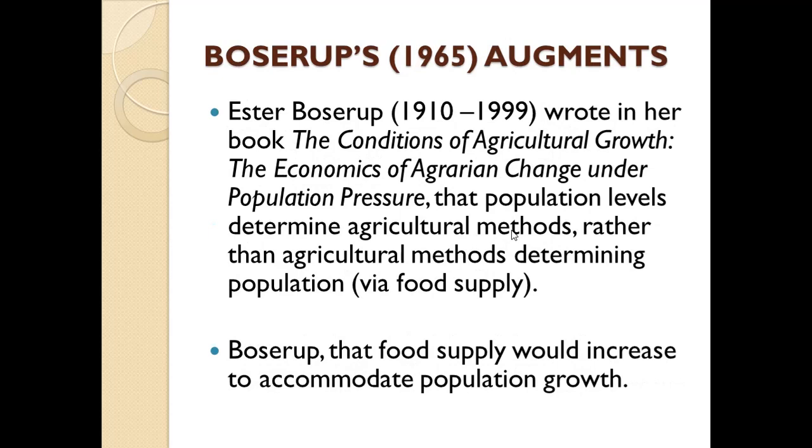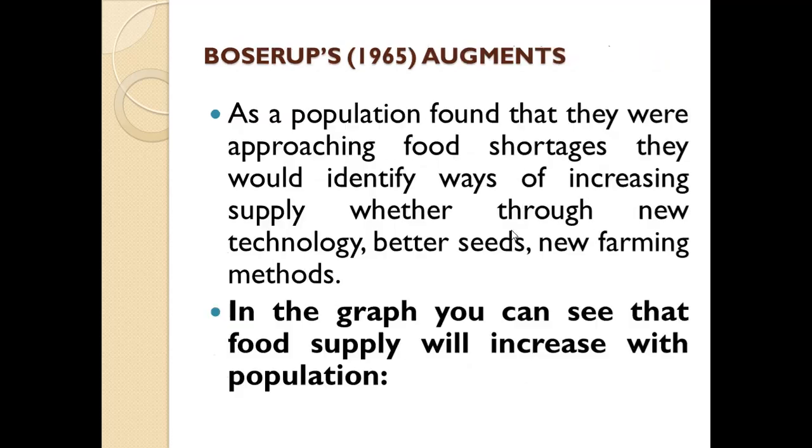Then in 1965 we had two arguments from Boserup, Ester, 1910 to 1999, who wrote in her book The Conditions of Agricultural Growth and the Economics of African Change Under Population Pressure, that population levels determine agricultural methods rather than the agricultural methods determining population. In other words, via food supply. So Boserup says that food supply would increase to accommodate population growth. Therefore, an argument that is against what Malthus was looking at.